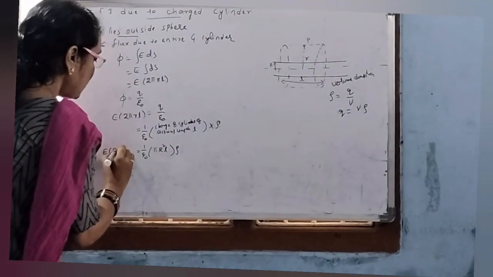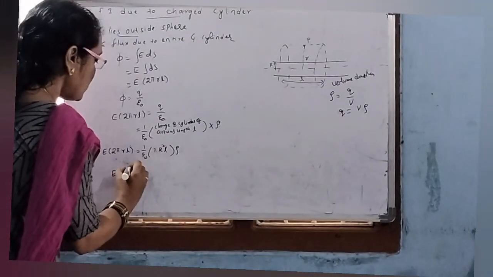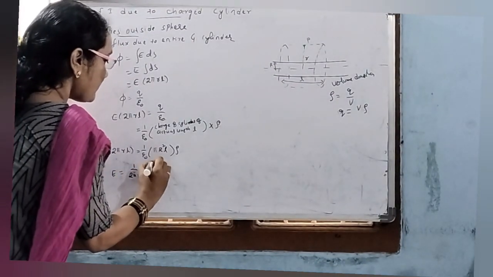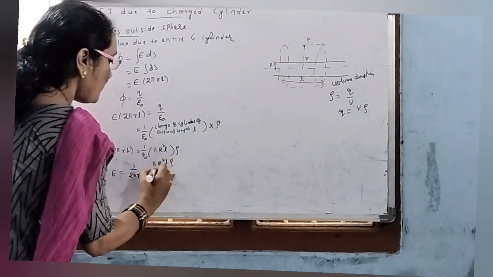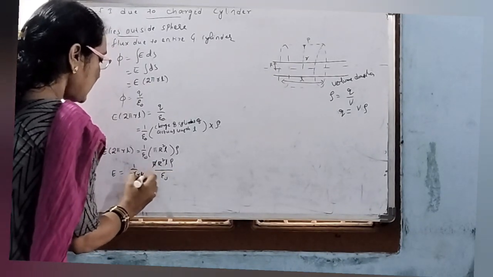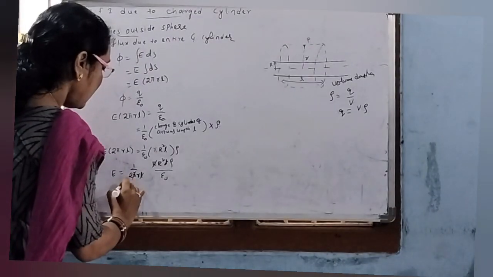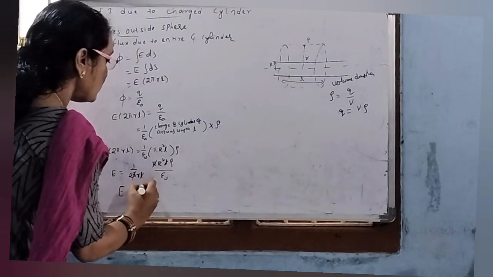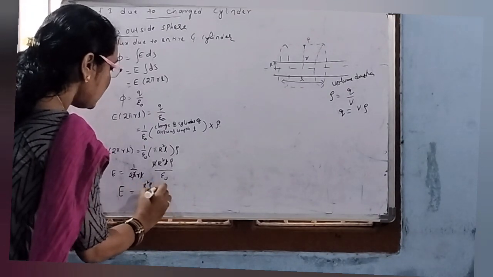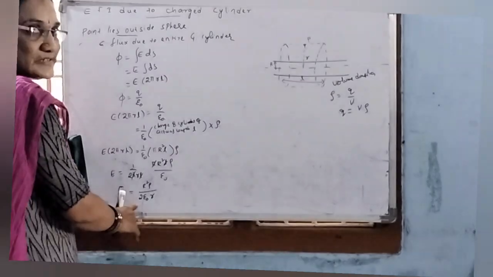Now this is E times 2 pi r L. So E is equal to 1 by 2 pi r L into pi R square L rho by epsilon naught. Now pi, pi cancels, L, L cancels. So what remains? E is equal to R square rho by 2 epsilon naught r.